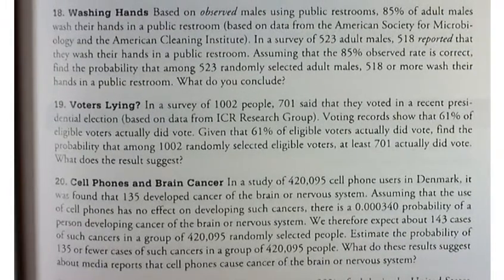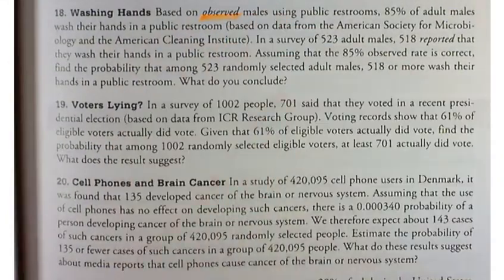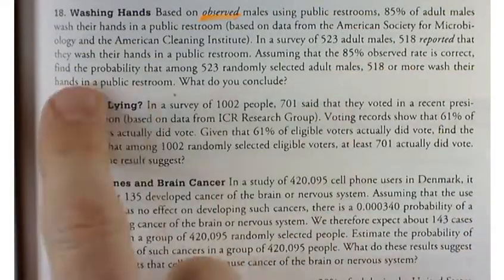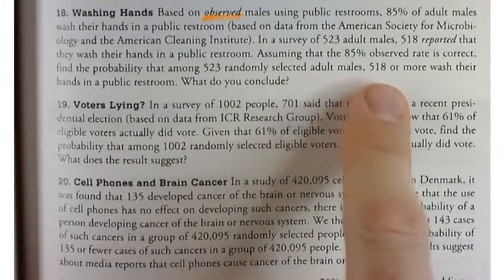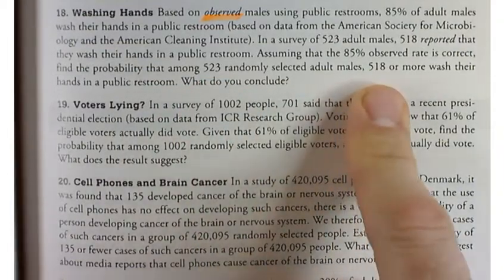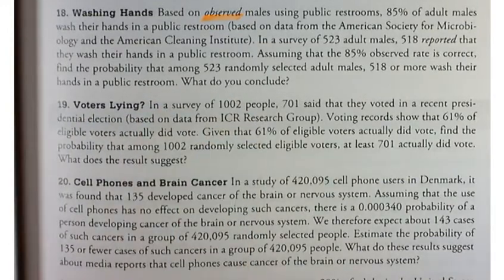So it says, based on observed males using public restrooms, 85% of adult males wash their hands in a public restroom. In a survey of 523 adult males, 518 reported that they wash hands in a public restroom. Assuming that the 85% observed rate is correct, find the probability that among 523 randomly selected adult males, 518 or more wash their hands in public restrooms. What do you conclude?